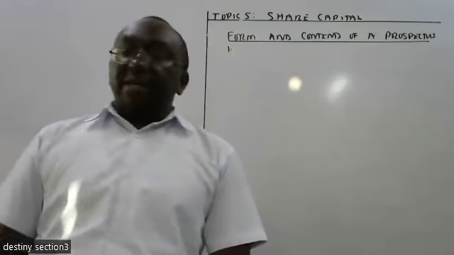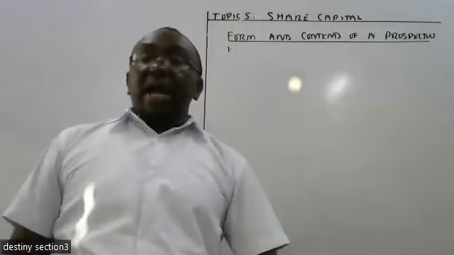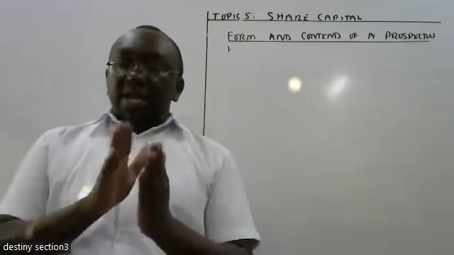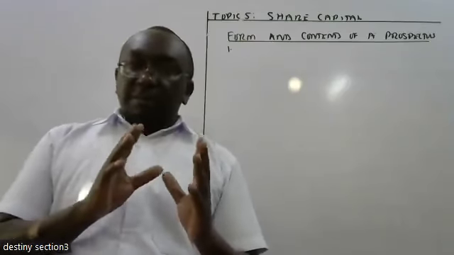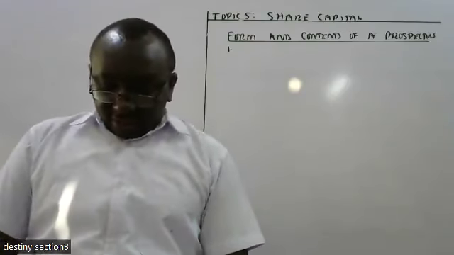So those are the items that you find in a prospectus. It is usually a big booklet, so it contains a lot of information. It's an entire booklet that contains all this.